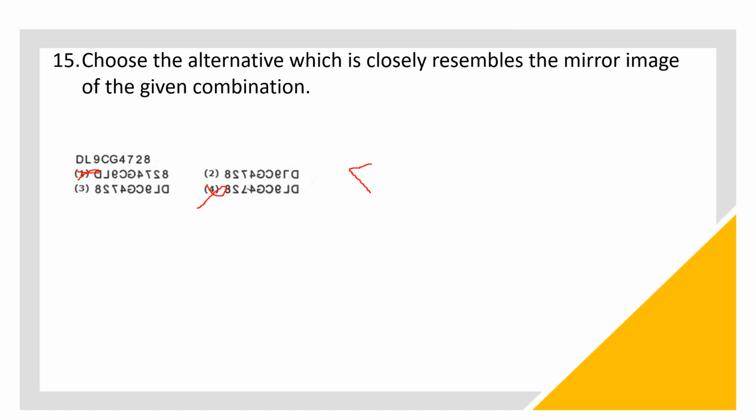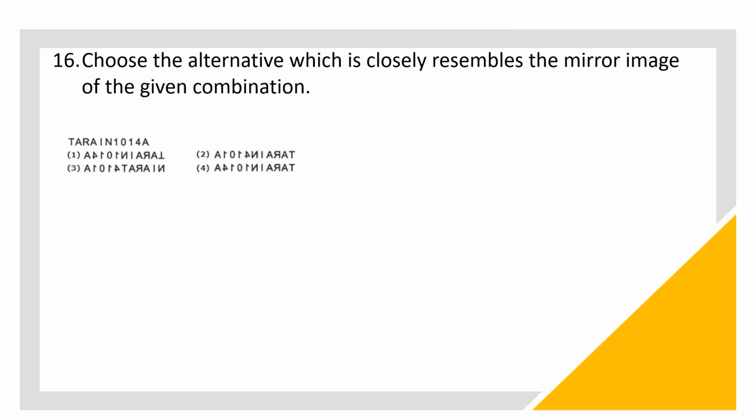So now check the 4. 4 is also correct. Now check G. G is also correct. C is correct. 9, so 9 is also correct. Now check the letter L. In the second option, L is a wrong mirror image. In the third option, the correct mirror image is there for L. So the answer is option 3.